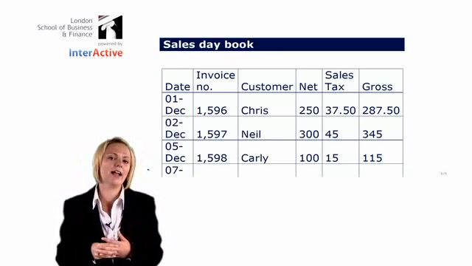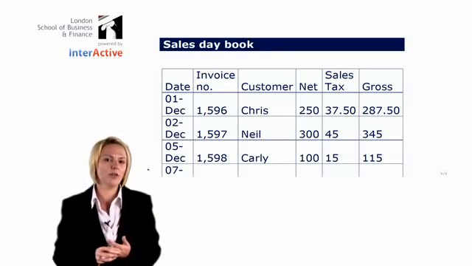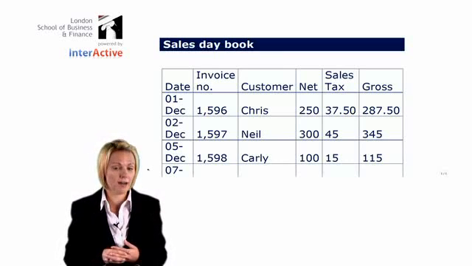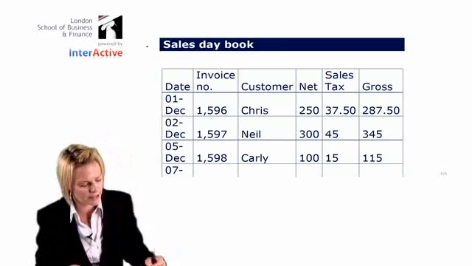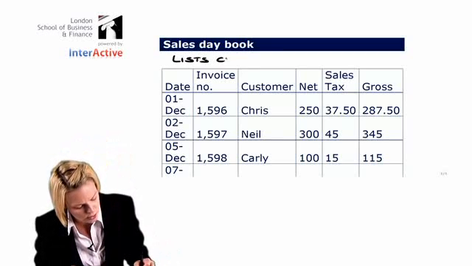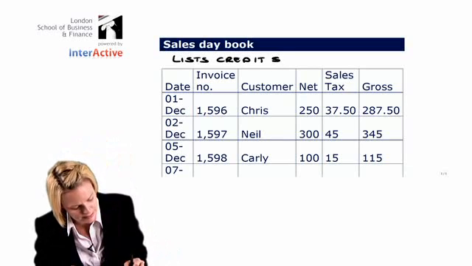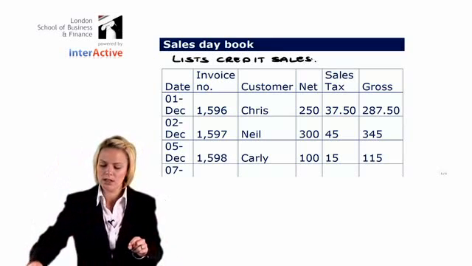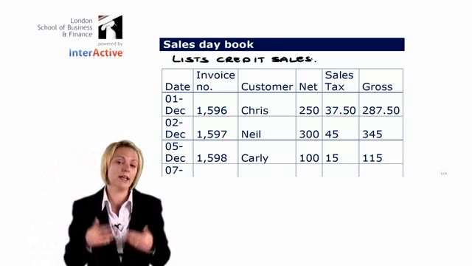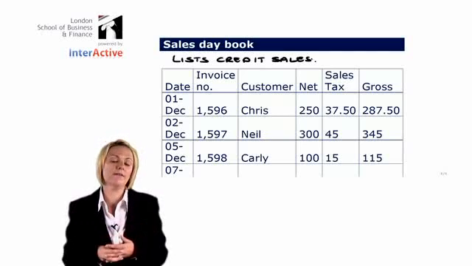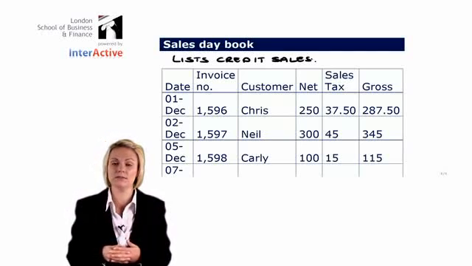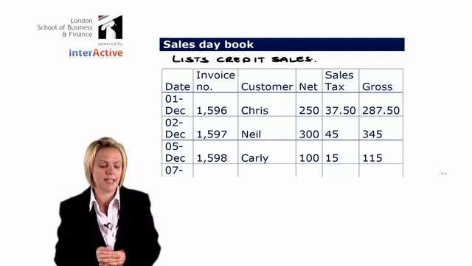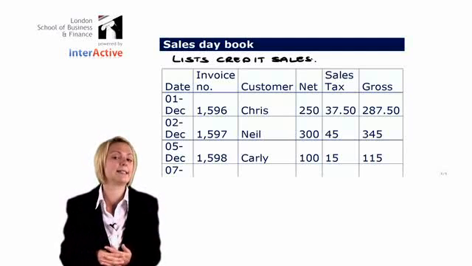So the first thing we're going to have a look at then is the sales day book. If you remember, a sales day book is just a list of invoices we send to our credit customers. So in other words, it lists credit sales to our credit customers. When we're thinking about credit sales, we're selling goods to a customer, giving them an invoice, and they're promising to pay us later. The sales day book does just that. It just lists those transactions into essentially a day book, which is just a list.